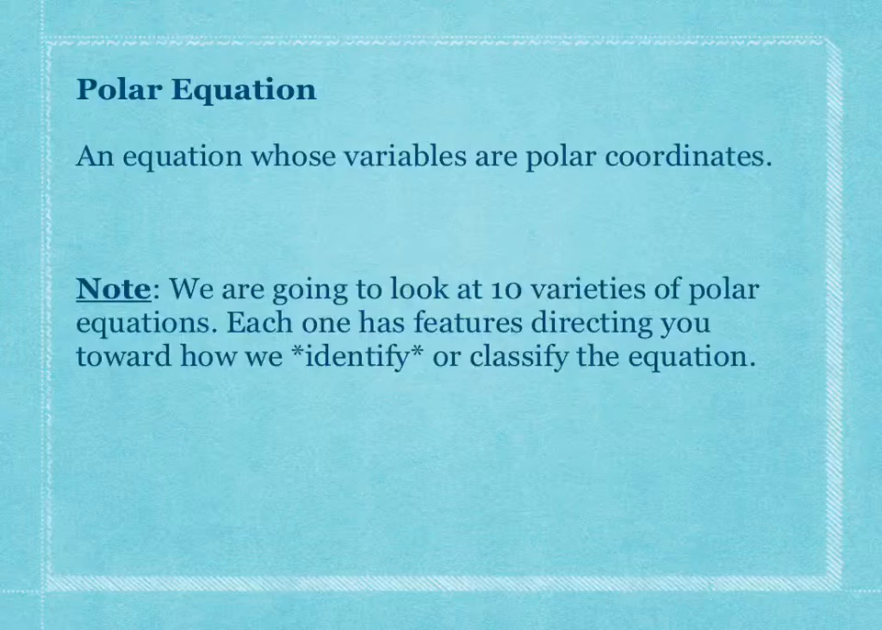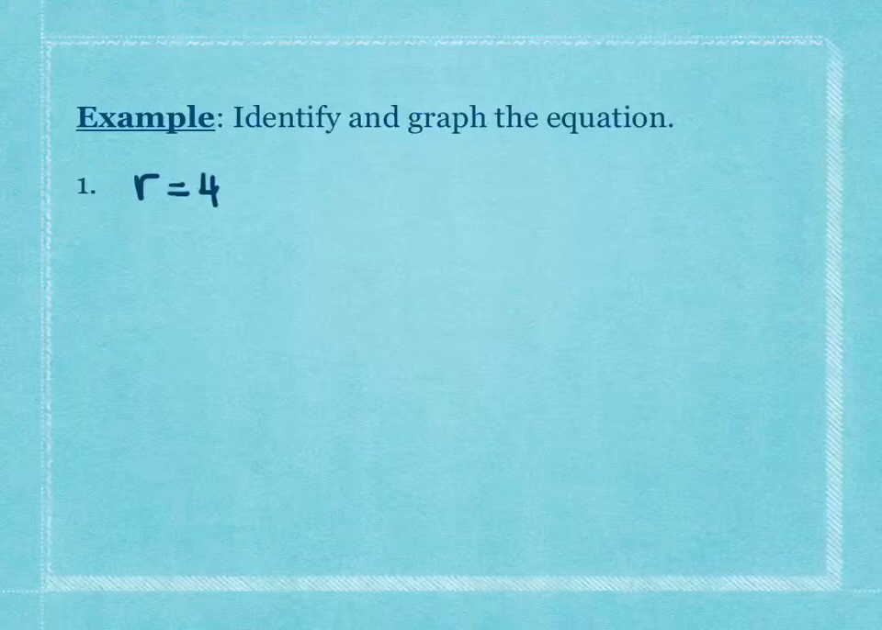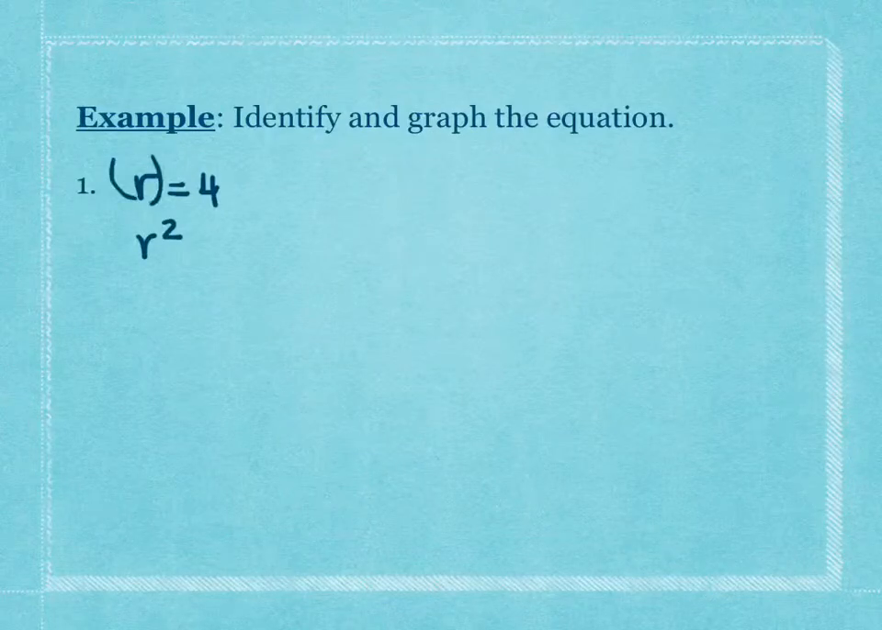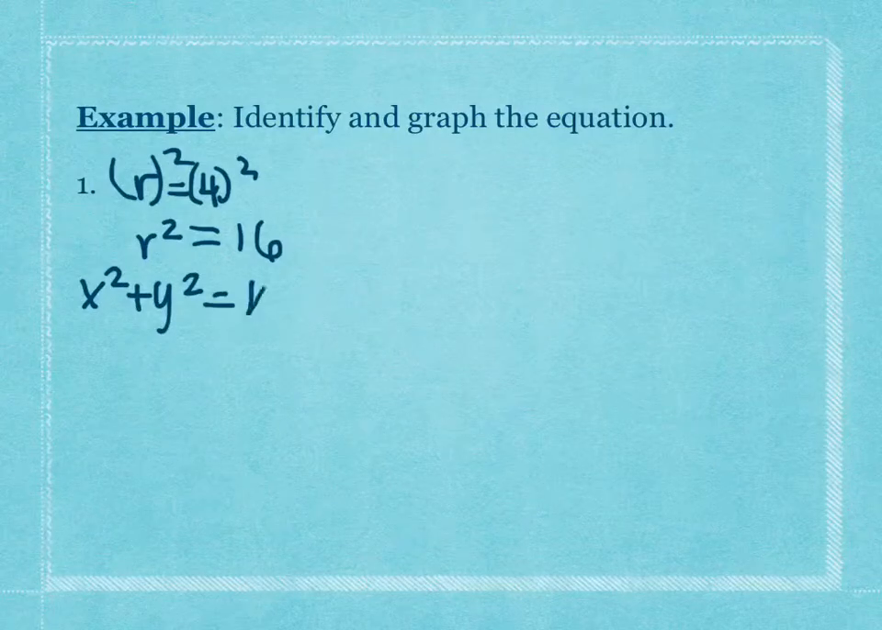So you can see that. All right, the first one that we're going to look at, everybody have this written down? Okay. The first one is that equation r equals 4. We've seen that, right? When r equals 4, we talked about how we can change that. We can square both sides, so this is r squared equals 16, and we can replace the r squared with x squared plus y squared. And we can recognize then that this is a circle.